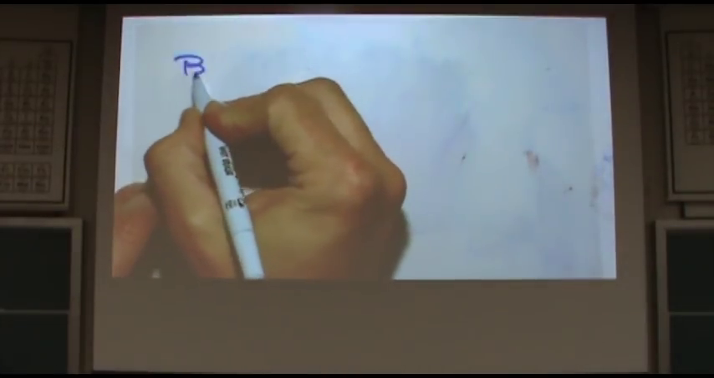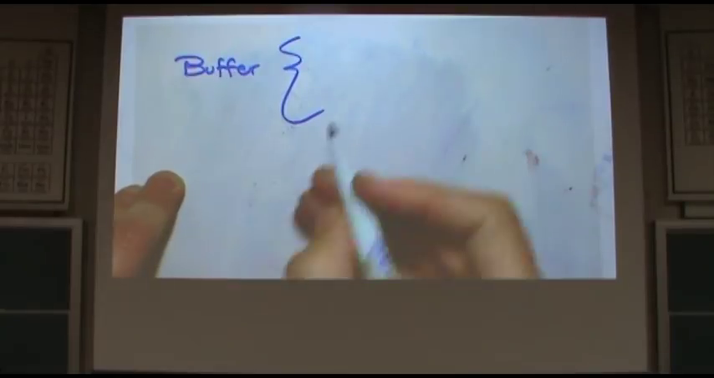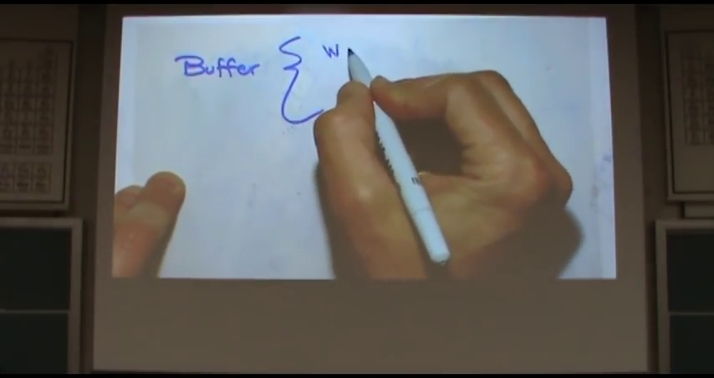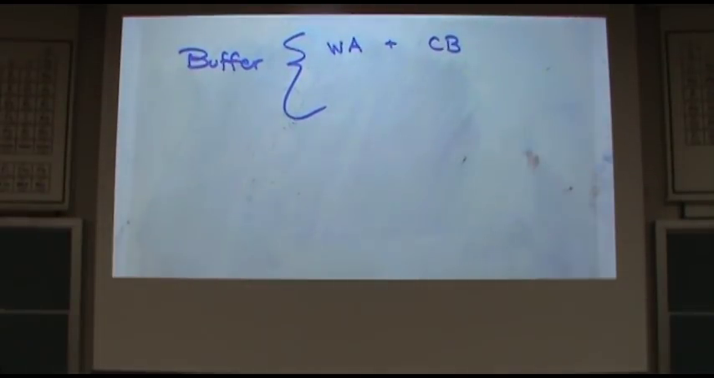All right, for buffers, we haven't quite done this in class, so this is a little bit ahead. But a buffer has a couple parts that are significant. First, you need to have a weak acid plus its conjugate weak base, or vice versa: a weak base and its conjugate weak acid. So you need a pair that are weak.